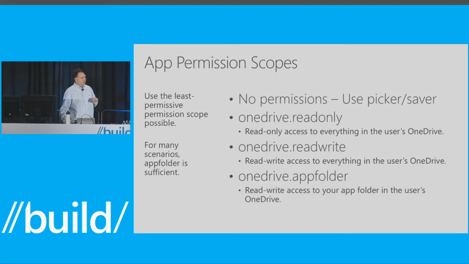Then when you start using the API, you can step up and say, I want OneDrive.readOnly, which is full access to the entire OneDrive, but in a read-only fashion, so I can't modify anything. You can do OneDrive.readWrite, which gives you full read-write access to everything, obviously. And then you can do the app folder, which is really where we think that a lot of apps should be going. And always, you should use the least permissive scope available to you. That way, users are more likely to trust your application and feel comfortable connecting it into their OneDrive.